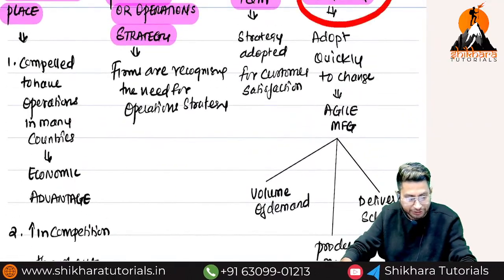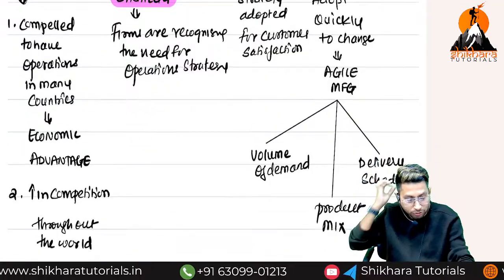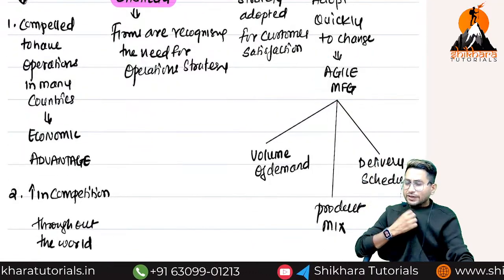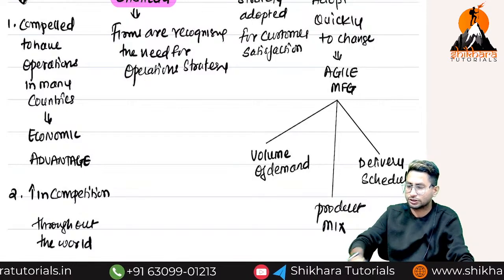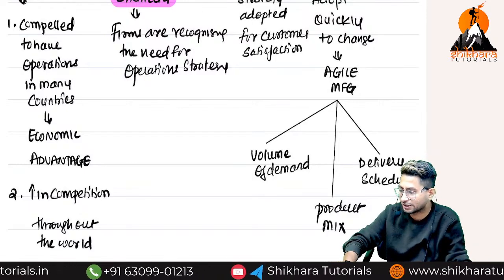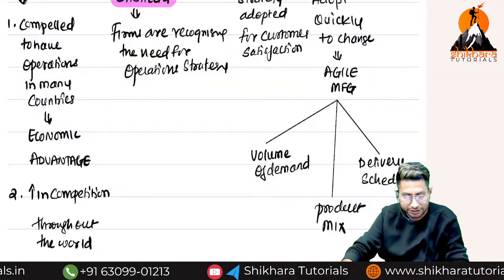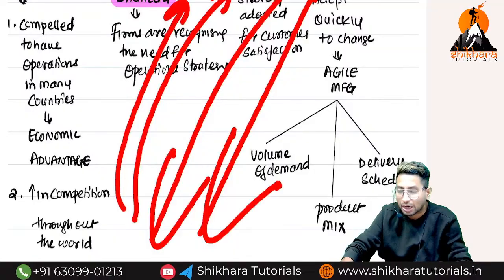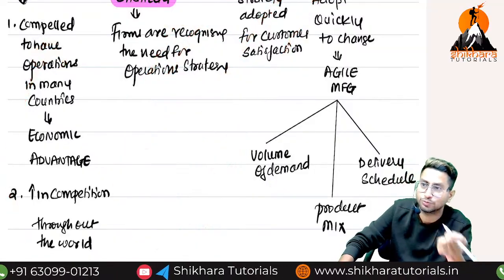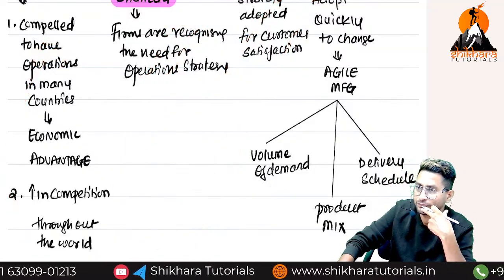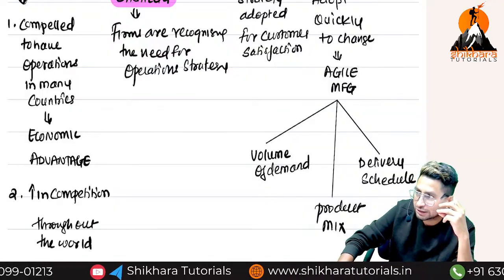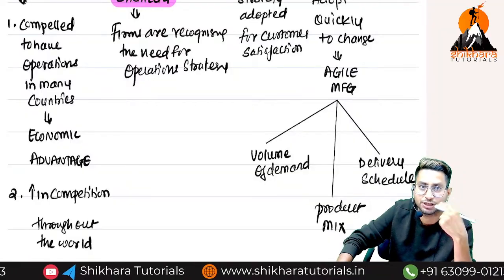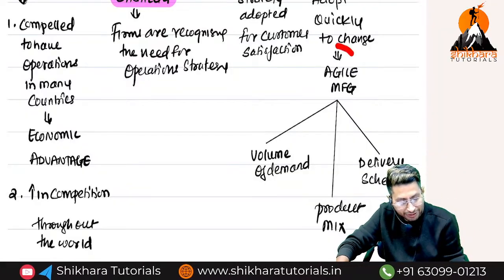Then comes flexibility. Flexibility we also call it what? Agile manufacturing. I told, right? When demand changes, your production should also change. Demand increases, production increases. Demand decreases, production decreases. How fast am I able to produce more when demand increases? Within how many days or months am I able to increase the production? How fast am I able to change? That is called agile manufacturing.